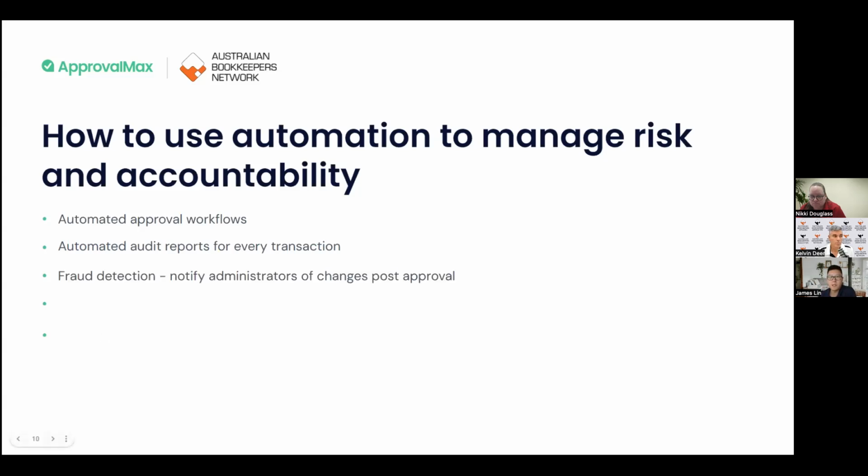You've got fraud detection, which allows the notification of administrators of any changes post-approval. In 2021, Xero did a study of over 1,000 small businesses, and it found that 1 in 5 of these small businesses have fallen victim to fraud or scammers, losing on average $15,500. So fraud is a big problem. And ApprovalMax helps with that by notifying admins if there are any changes to the bill post-approval.